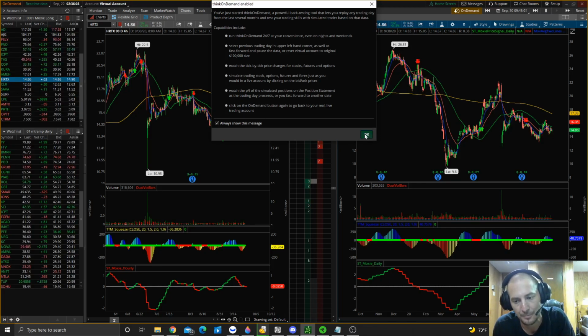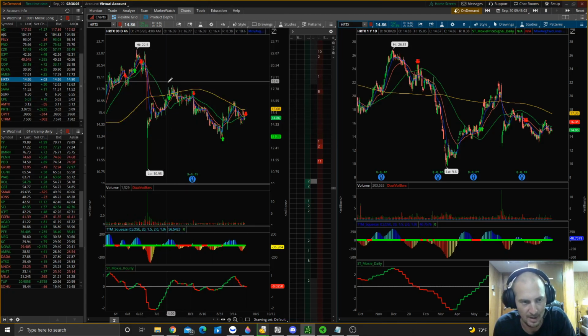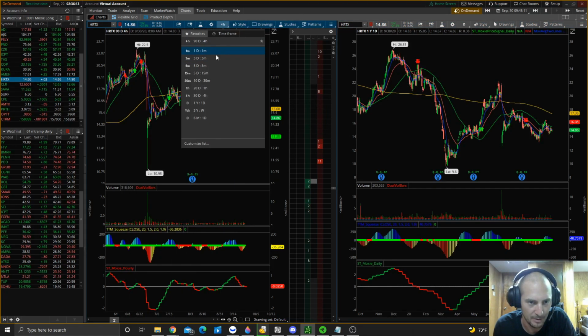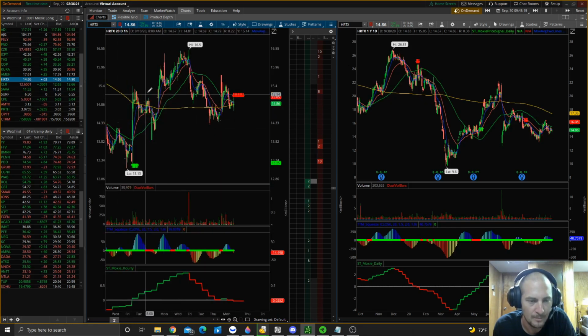So what I have here is a daily chart, 1 year, 1 day, and an hourly chart. This should be an hourly chart, not a 4-hour chart. I'm sorry. 1 year, 1 day over here, and this one should be a 20-day, 1-hour chart.